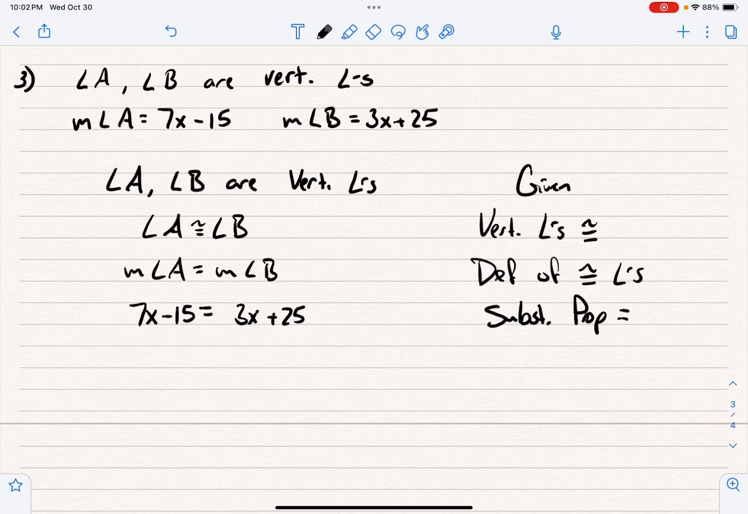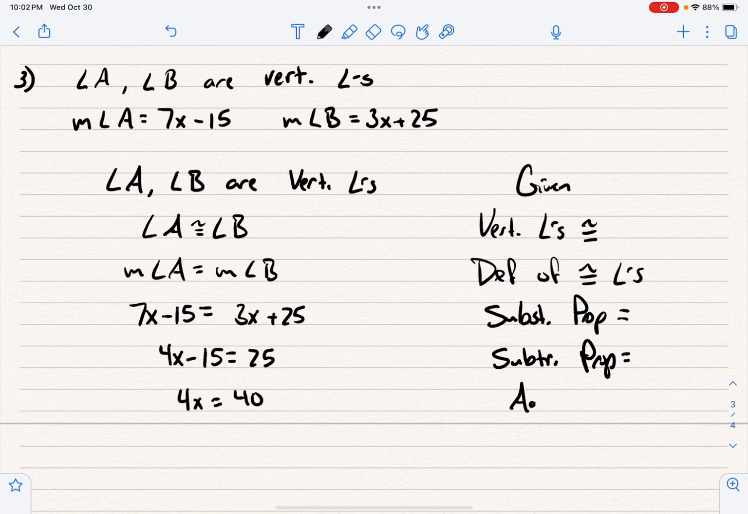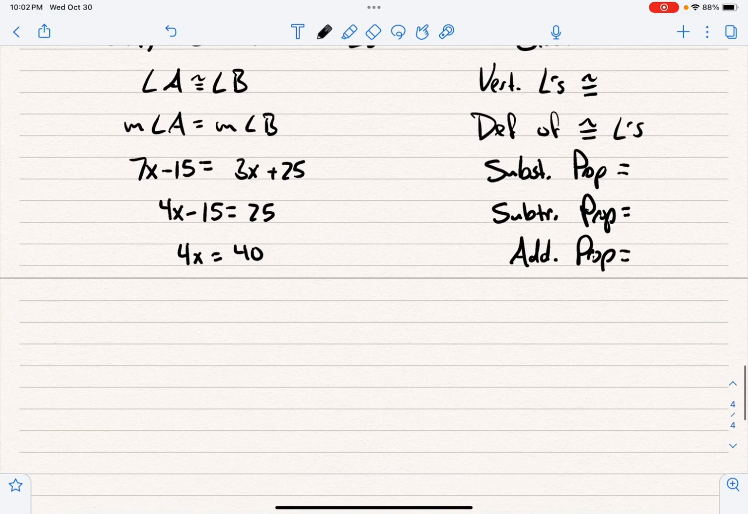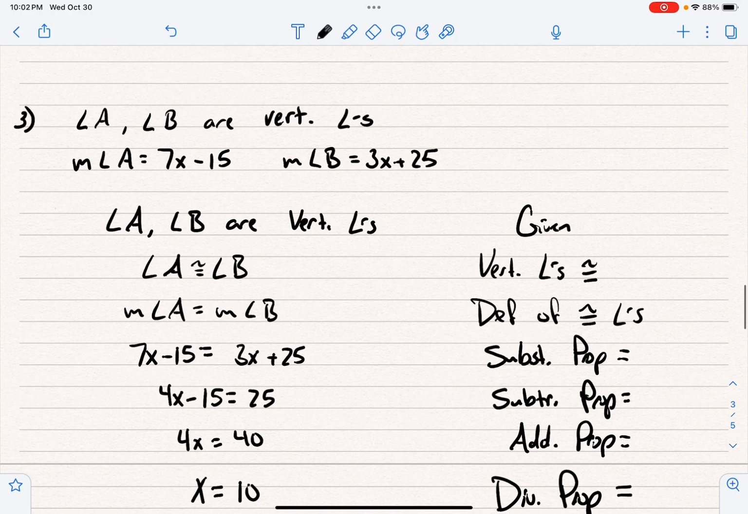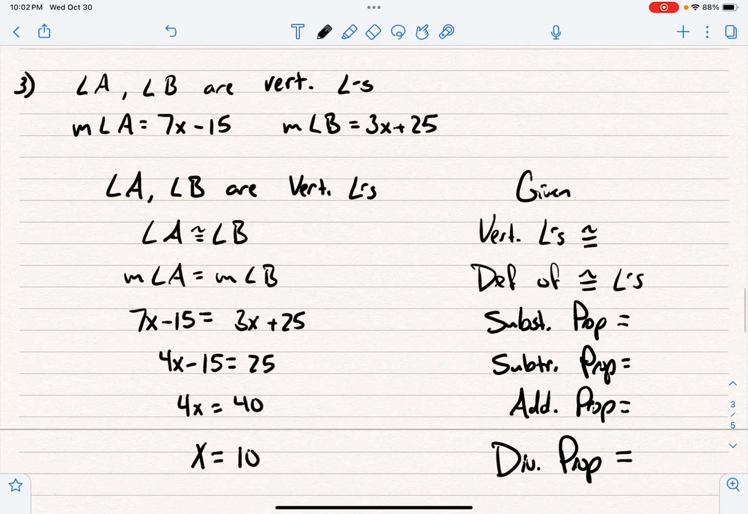We're going to go ahead and subtract 3x from both sides, and that's going to give us 4x minus 15 is equal to 25, and that is the subtraction property of equality. We'll go ahead and add 15 to both sides, and we get 4x is equal to 40 by the addition property of equality, because we added 15 to both sides to keep it equal. And lastly, we get x is equal to 10. And how did we get that? Because we divided both sides by 4 using the division property of equality. So hopefully that's the answer that you got as well. You got an answer of 10, and you were able to follow along with these justifications right here.